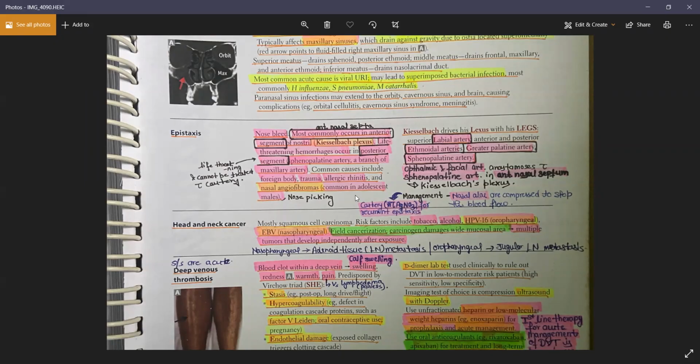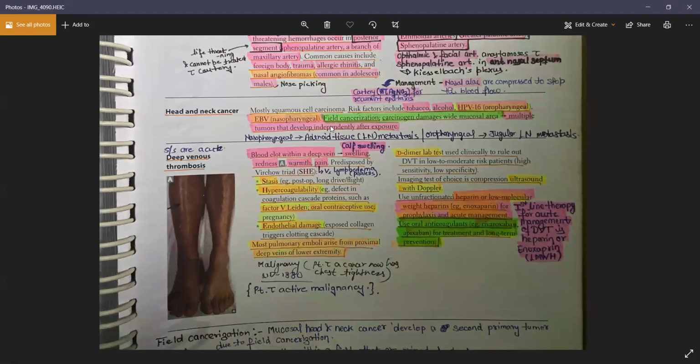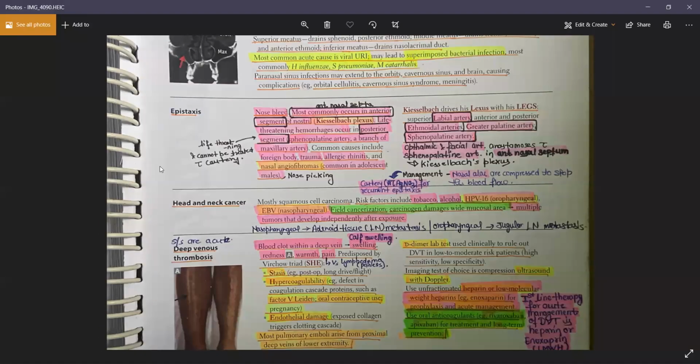Yes. What's the syndrome that you have just mentioned that might cause this? Osler-Weber-Rendu syndrome, or the hereditary hemorrhagic telangiectasia. Okay, you will see that in the CVS, last page of CVS pathology. It was written there. Okay. I remember this. Yes. Any doubt on this epistaxis?